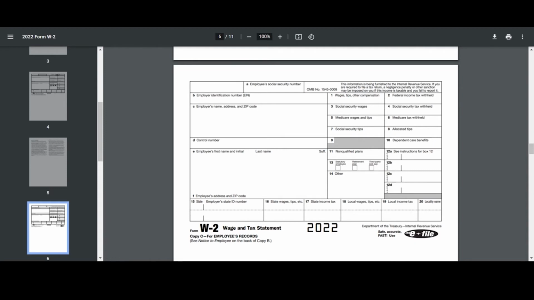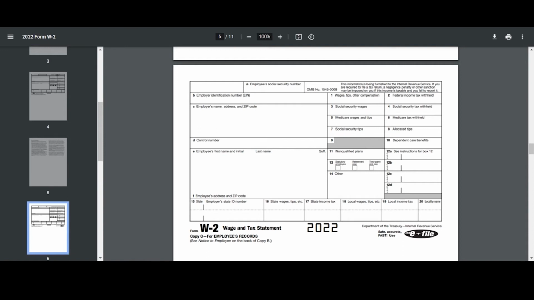Dependent care benefits, that's something where, if you elect to pay out from your paycheck for dependent care, then that amount would go there. It gets a little bit trickier down here. 11, 12, 13, and 14 are all going to be for plans or benefits that you elect through your employer. So if you don't have anything coming out of your paycheck aside from the normal taxes, you probably won't have anything here. If you do, such as a 401k, 403b, or an HSA, all that stuff is going to be shown here.